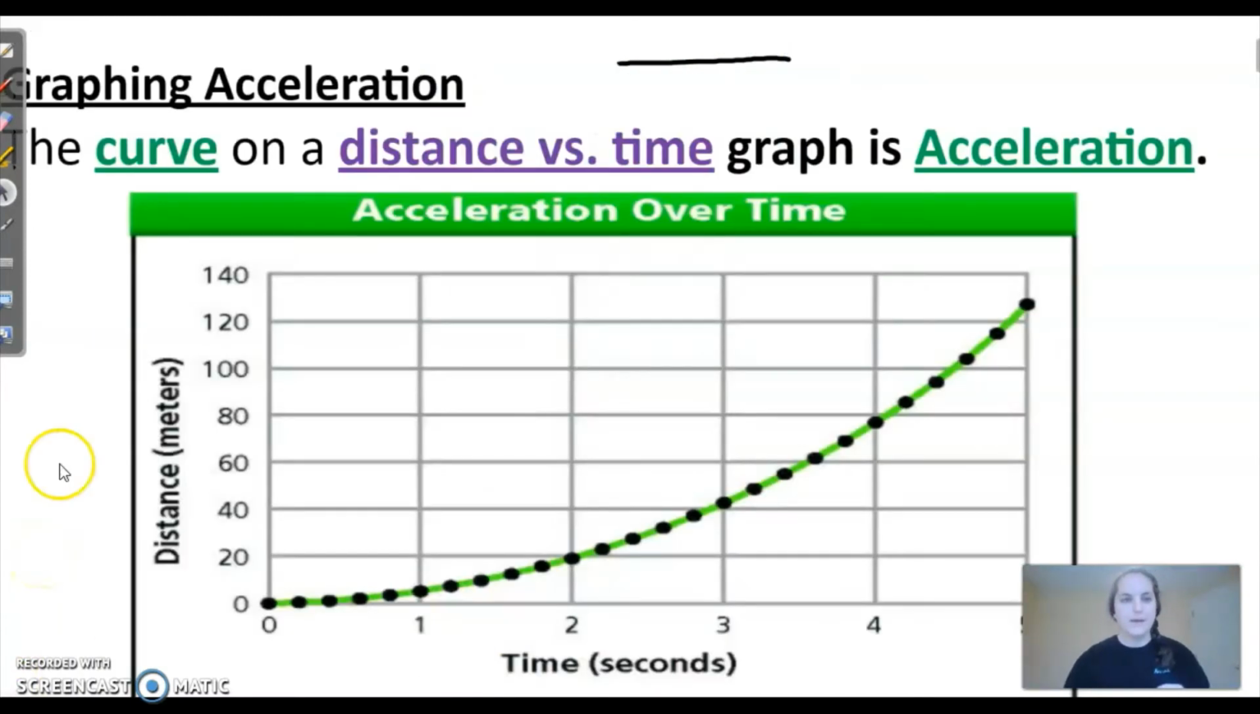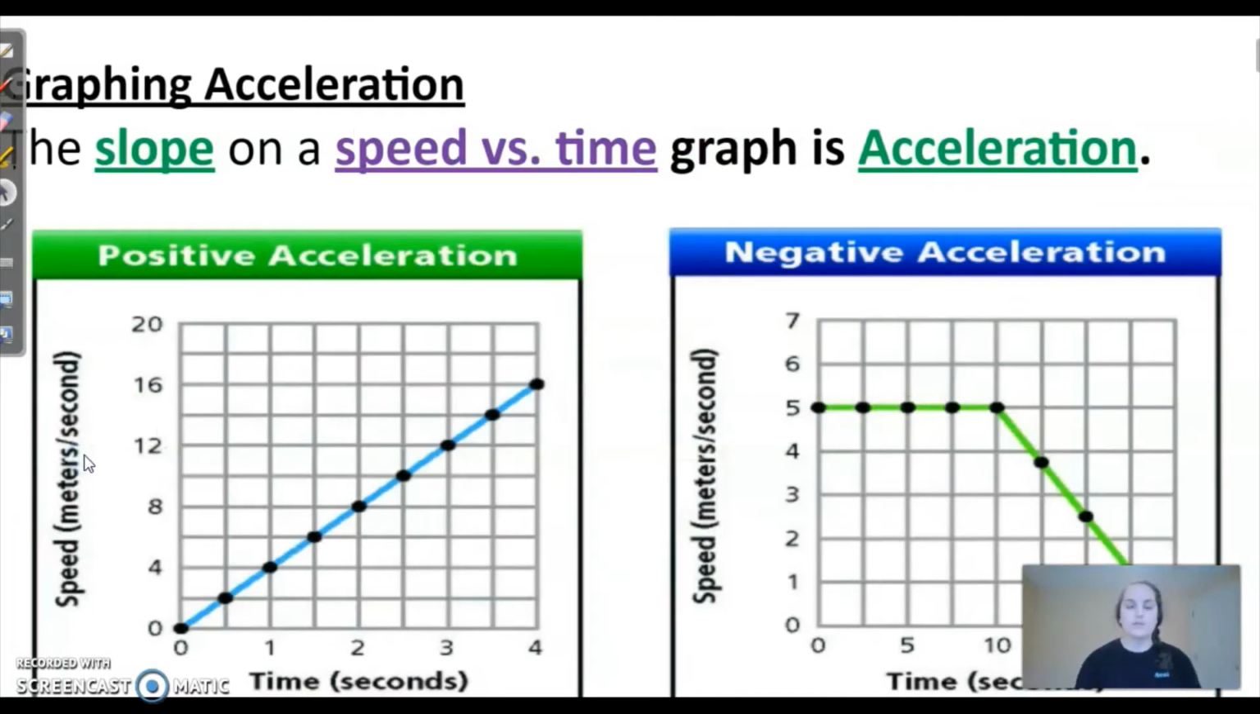Okay, so going back to graphing, when we are graphing acceleration on a position versus time graph or a distance versus time graph, the curve of this would show a change in velocity over time. So when you see something that is curved on a distance versus time graph, you need to recognize that that object is accelerating. It's not staying at a constant rate. It's actually increasing in speed. It's changing its velocity over time.